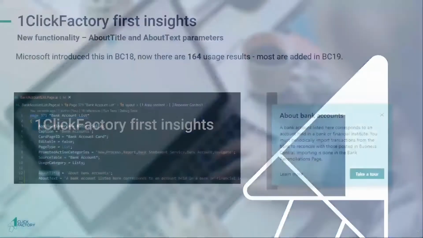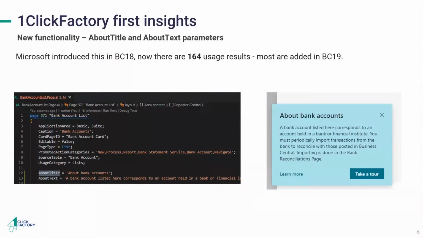So, the first insights, opening Business Central 19. I saw these boxes in some pages, and I looked at the code and saw About Title and About Text properties. These properties were introduced in Business Central 18, and now there are more than 1,500 upgraded usage results in the Business Central 19 version. So Microsoft is using these a lot, and it might use even more. Please consider using them in your custom applications too, as they are very helpful and beautiful.